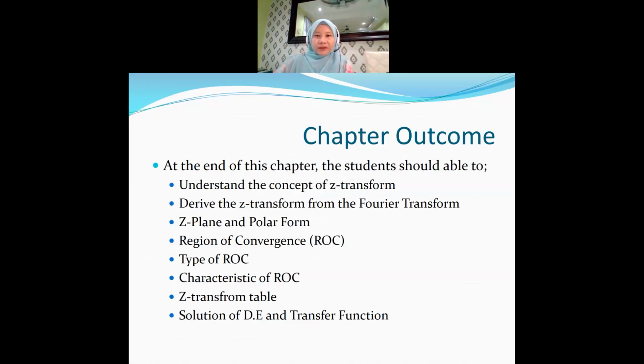Okay, in this chapter you will learn about the concept of Z transform and derive the Z transform from Laplace and Fourier transform, the Z plane and polar form, the region of convergence, the types of region of convergence, the characteristics and the table of Z transform, and finally the solutions of difference equation and transfer function.